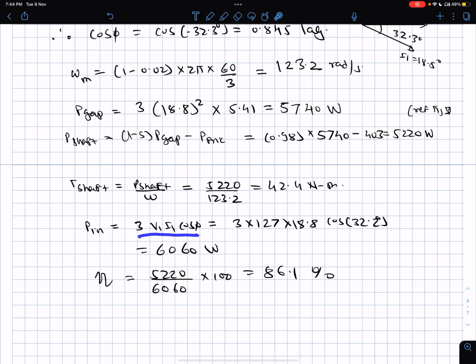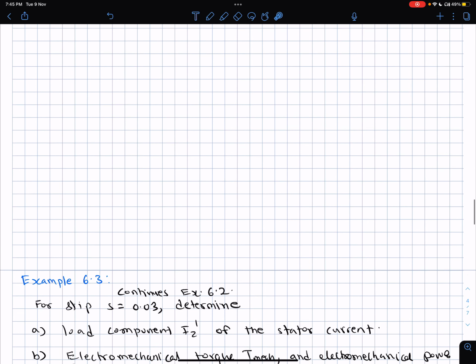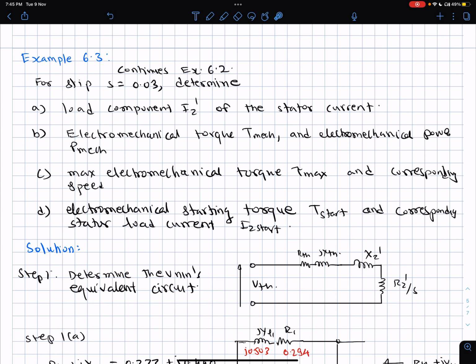Input power is simply 3 V1 I1 cos phi, and all the data is available to you. So it becomes 60 watts. Finally, we know that the useful shaft power is only 5220 watts. Input power is 60. Therefore, the net efficiency comes out to be 86.1%. Okay. Now let's take one last problem, and then we will stop here.